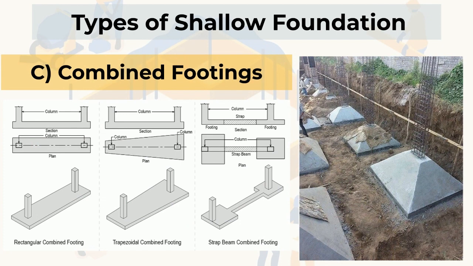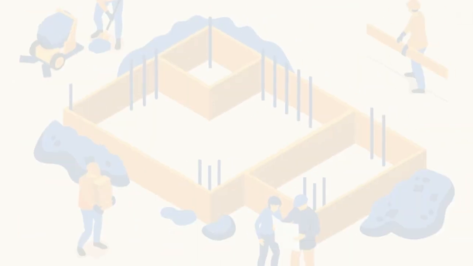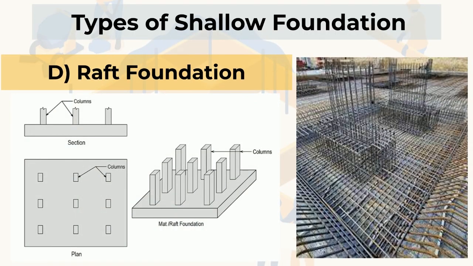C. Combined footings. The combined footing is the combination of 2 columns and 1 footing. The plan of combined footing may be rectangular or trapezoidal. It is provided when the 2 columns are so close to each other. D. Raft foundation. The raft, or mat foundation, is the combination of a number of columns and walls coming over a large single slab. The raft foundation is basically used in high-rise buildings.